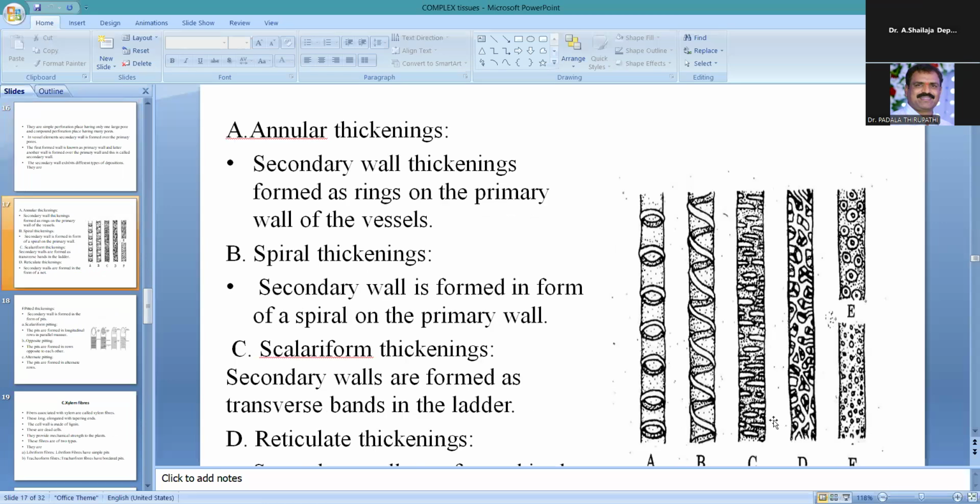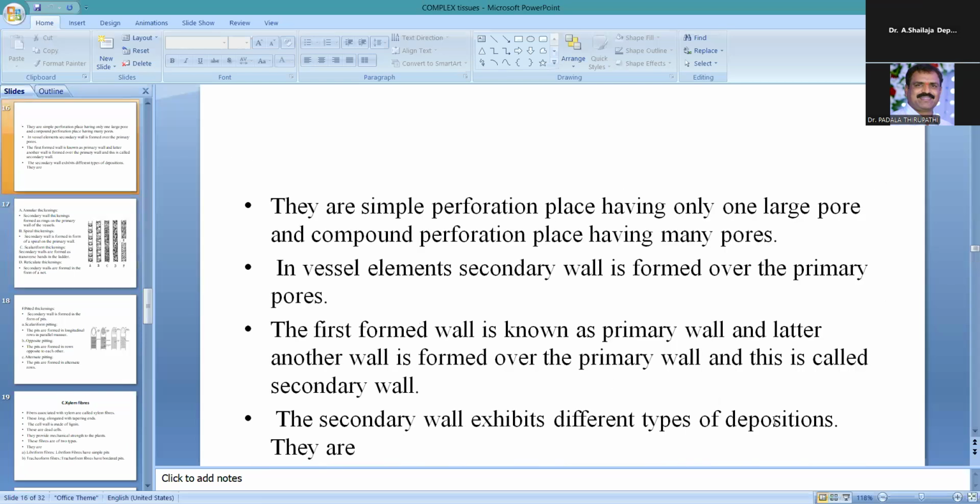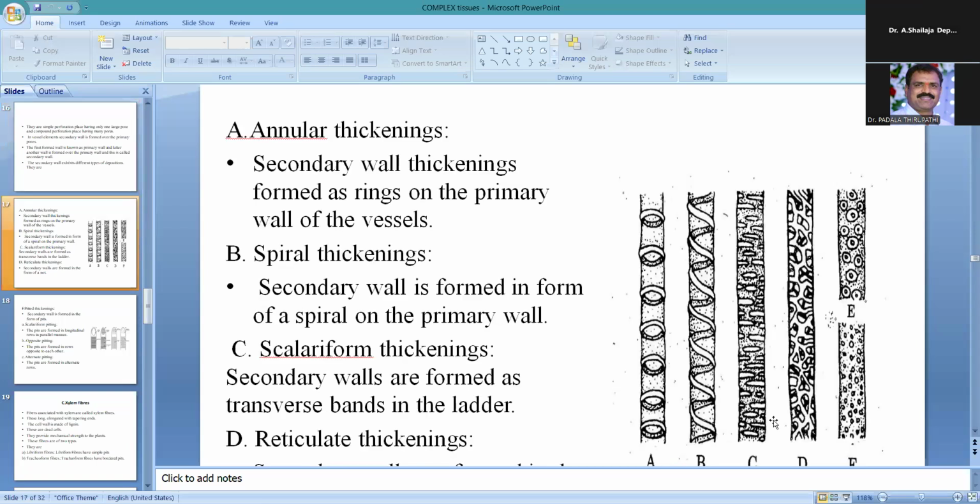See here, these are what we observe on the vessels. The first formed wall is known as the primary wall, and later another wall is formed over the primary wall, called the secondary wall. So the secondary wall exhibits different types of depositions on the vessels. That is A, B, C, D, E, different types of pictures are there.